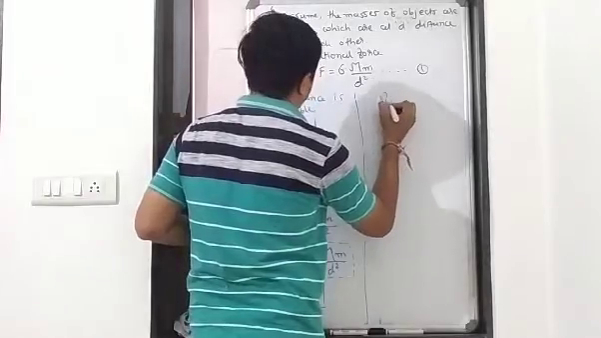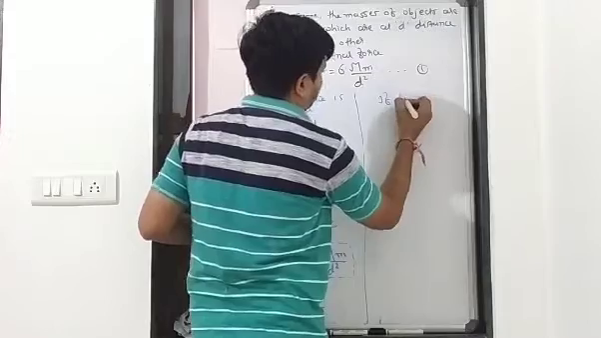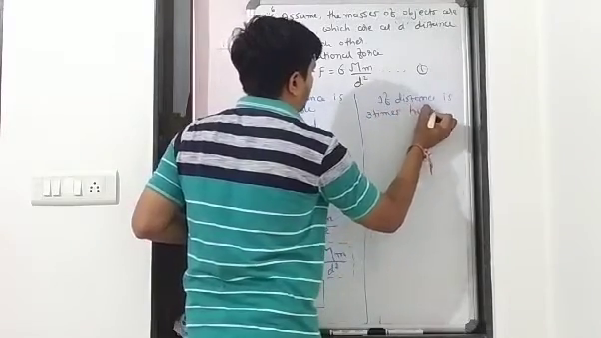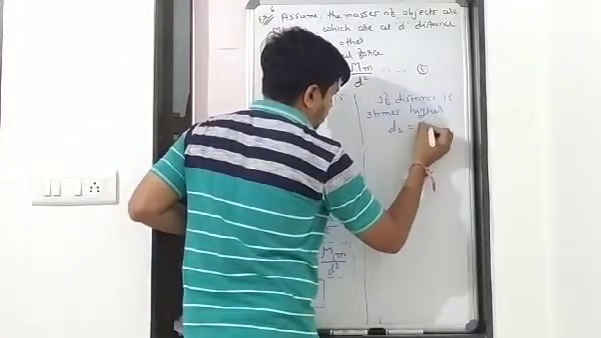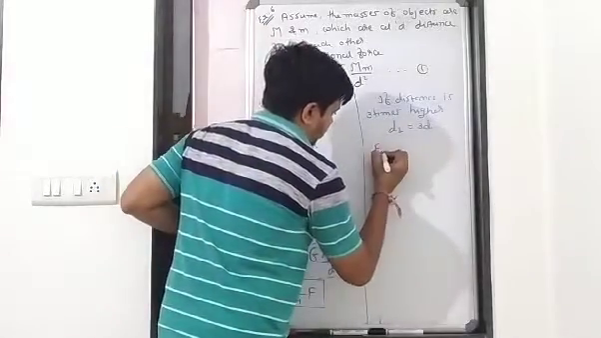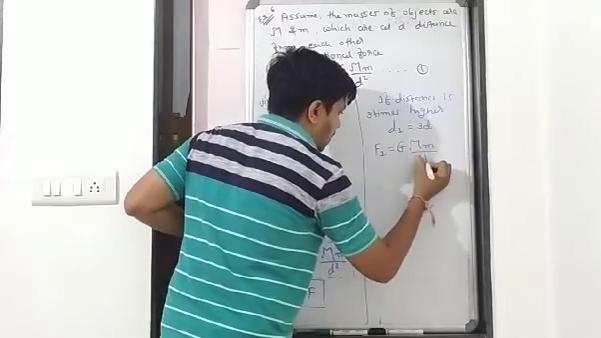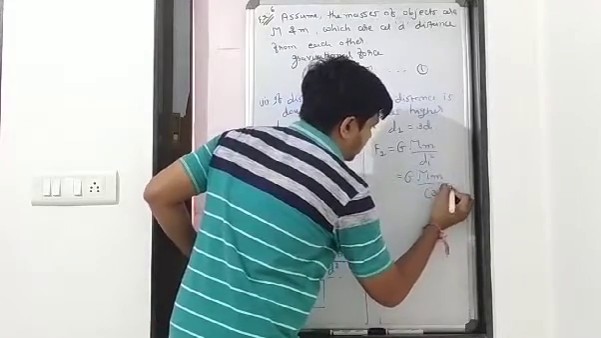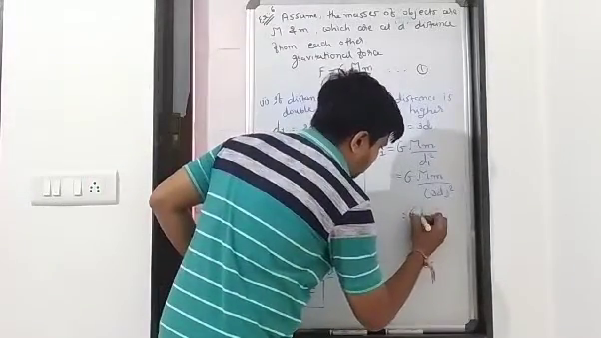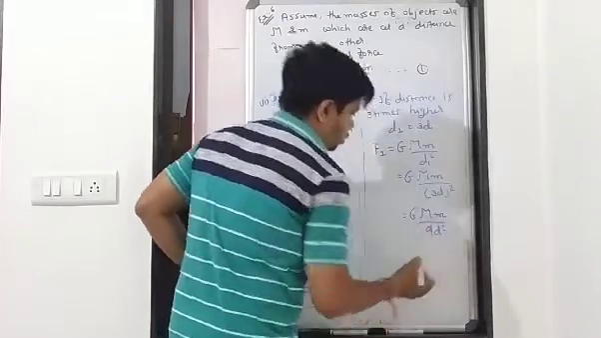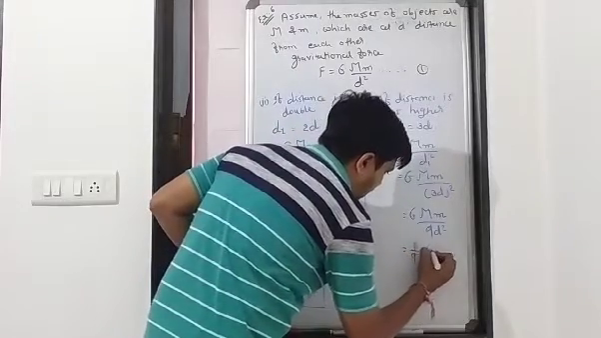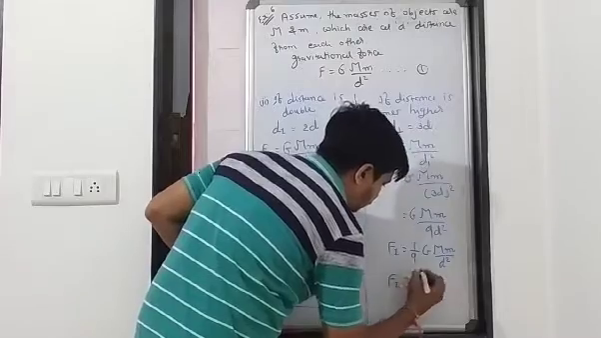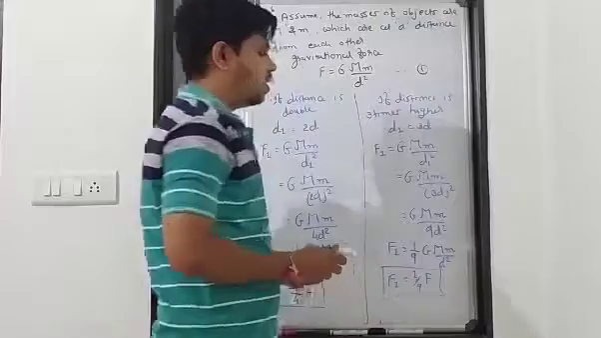Like that, if the distance is three times higher, then you have to take d1 as 3d, right? Then F1 is equal to capital G, capital M, small m by d1 square. Put the value of d1. So it's capital G, capital M, small m divided by 3d square. 3 square is 9. So it gives you 1 by 9, capital G, capital M, small m by d square. So F1 is equal to 1 by 9 F from equation 1.